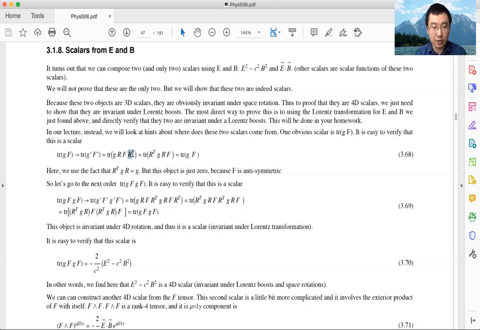So I can switch the order and move this R transpose to the front. This will be a different matrix, but the trace will always stay the same. That's a property of the trace. Then we utilize the property that 4D rotations don't change the metric tensor.